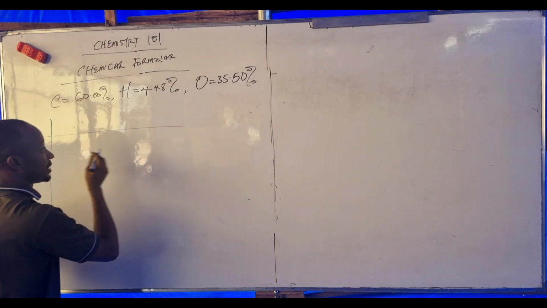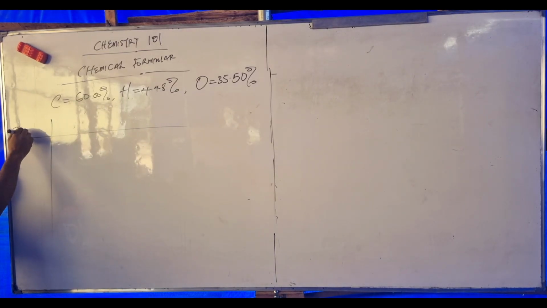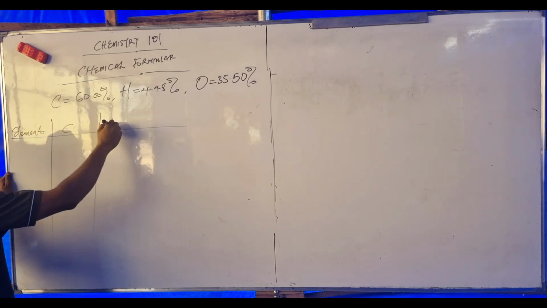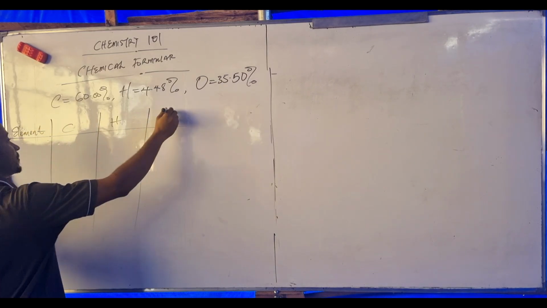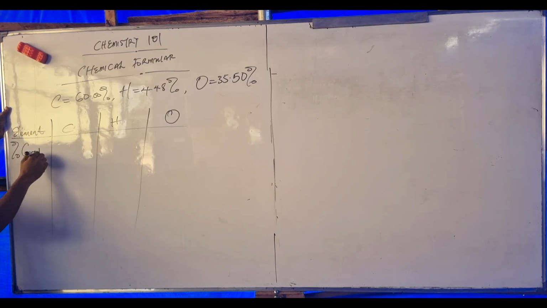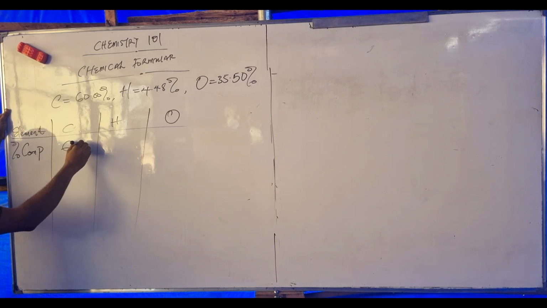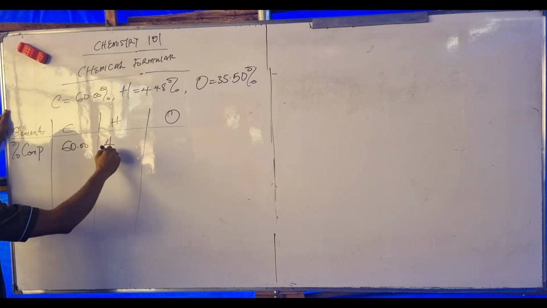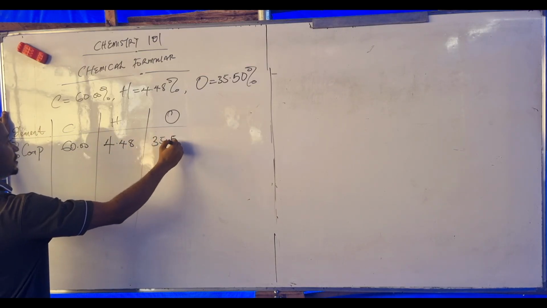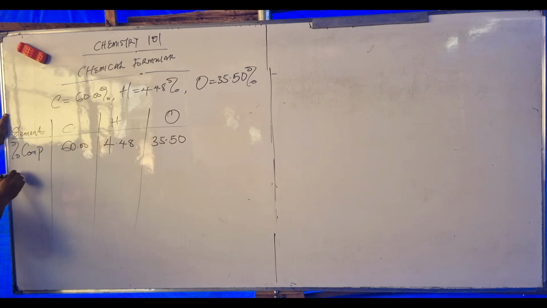Bring out the table, right? Here we have the elements, which are carbon, hydrogen, and oxygen. The next column is the percentage composition. Carbon is 60.00. What is hydrogen? What is oxygen?